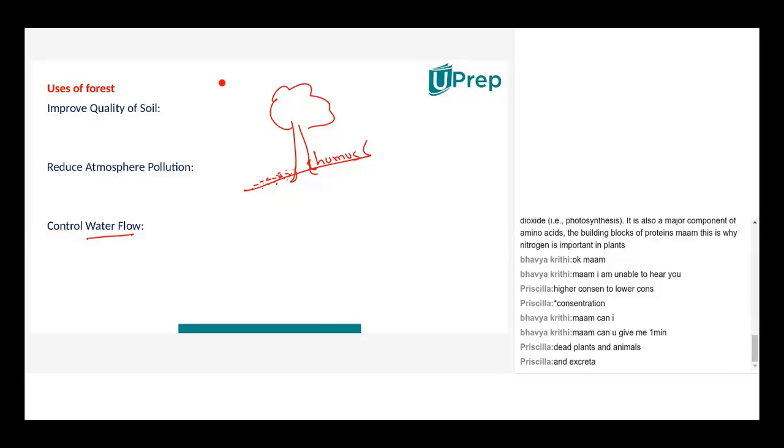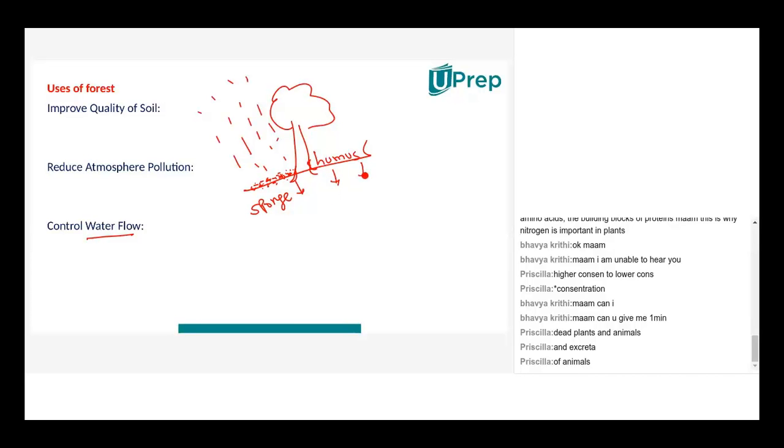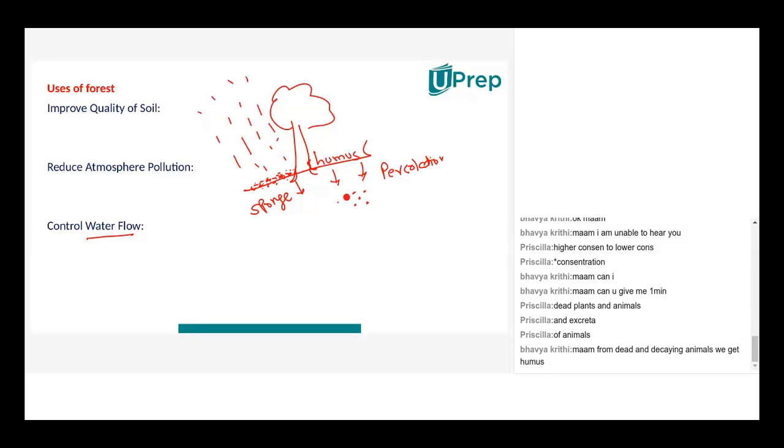So when there's rainwater, when there's rain coming, what does this humus do? They trap a lot of this rainwater. They hold on to the water like a sponge. And slowly, what happens? The water gets down. That's known as percolation, because there's a lot of gap between two soil or two sand particles. There's a lot of gap.